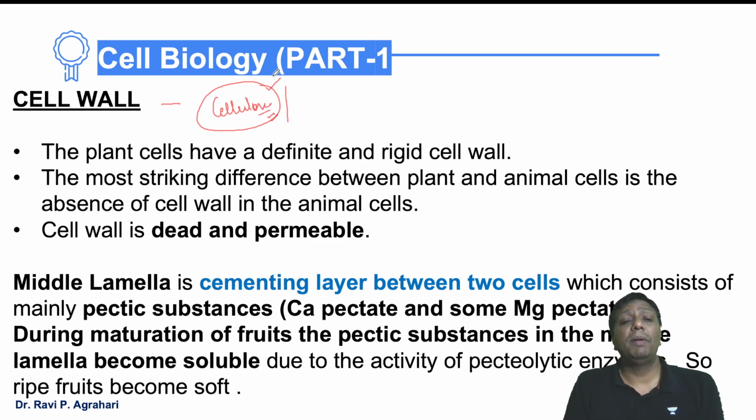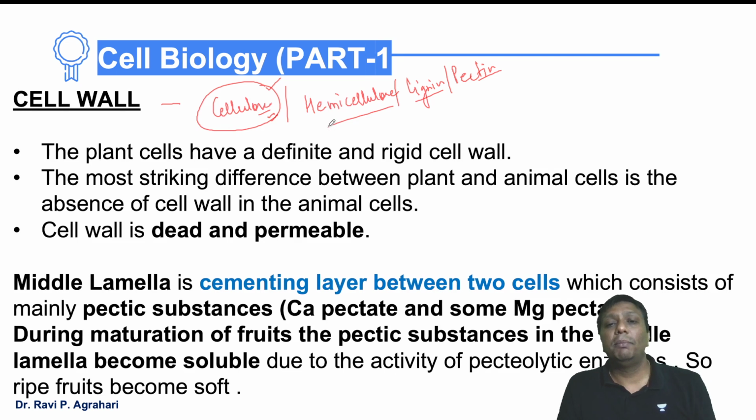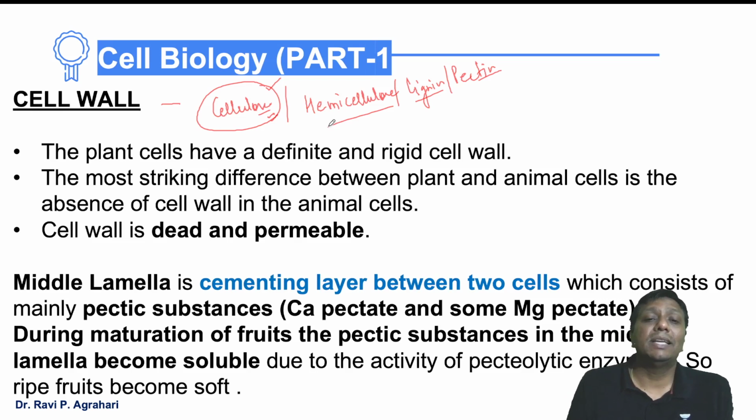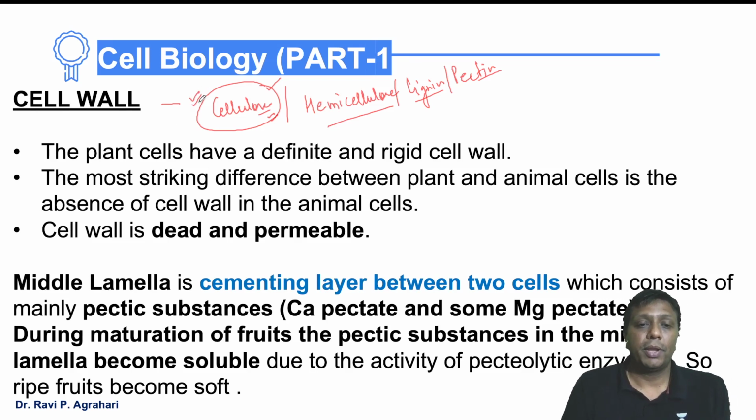Other plants also have some other material apart from cellulose inside the cell wall, like hemicellulose, lignin, and pectin. So these are all possible, guys. Cellulose, hemicellulose, lignin, pectin, these are all possible. But one thing more, guys, mostly it is cellulose, and cellulose is very, very common. You always remember.